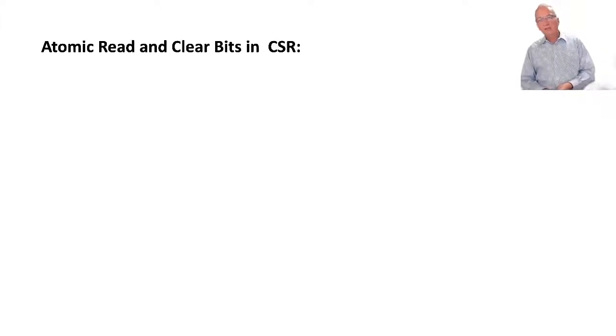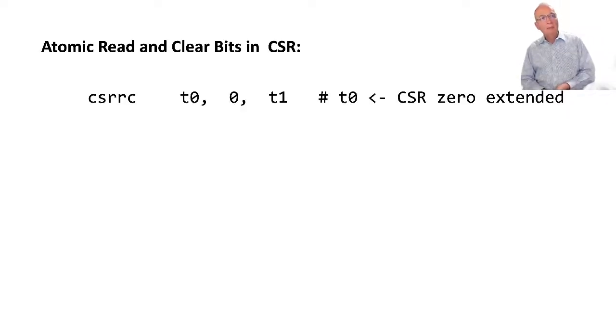Another atomic read and write instruction is the atomic read and clear bits in the control and status registers. So in this case, I have again the specification of 2 registers. And what is going to happen is that again we're going to take the value of the control status register specified, in this case it's register 0, and I'm going to zero extend that value and put it into T0.